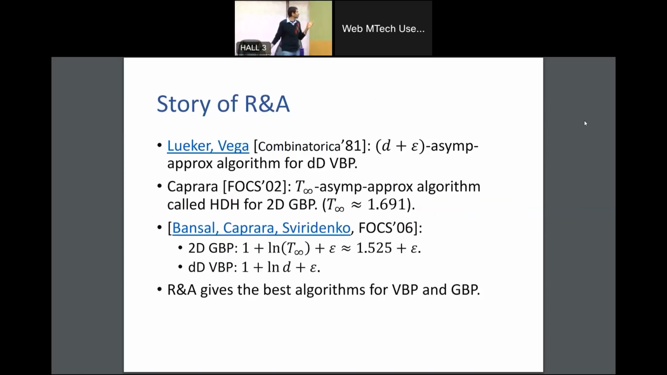The round and approx framework was given by Bansal, Caprara, and Sviridenko, and when they gave this algorithm, they used the existing best algorithms to get the best known algorithms at that time. And even now, the best algorithms for vector bin packing and geometric bin packing use the round and approx framework.